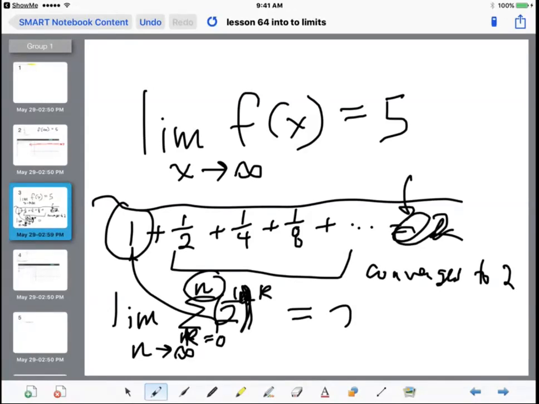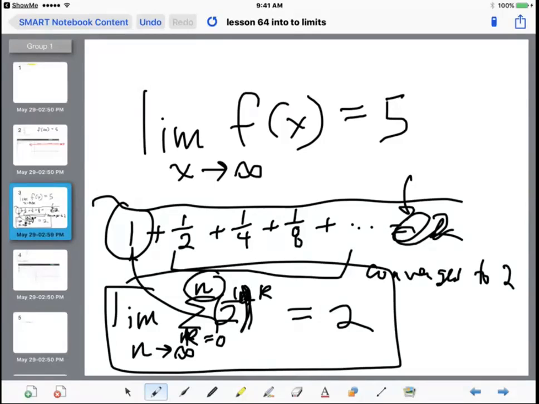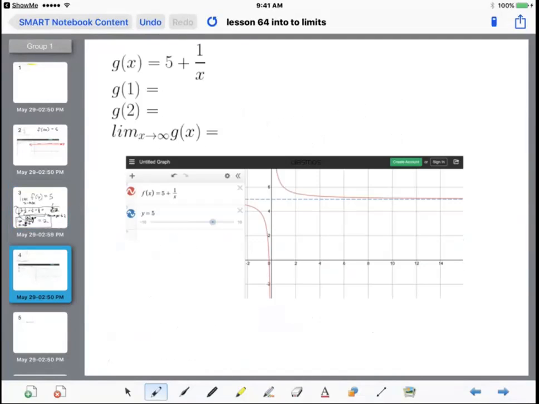Anyway, you will see this lim a lot in calculus. Now we've encountered this idea in graphing with asymptotes already, but this is more formal. Okay, here I have a more complicated function, 5 plus 1 over x.